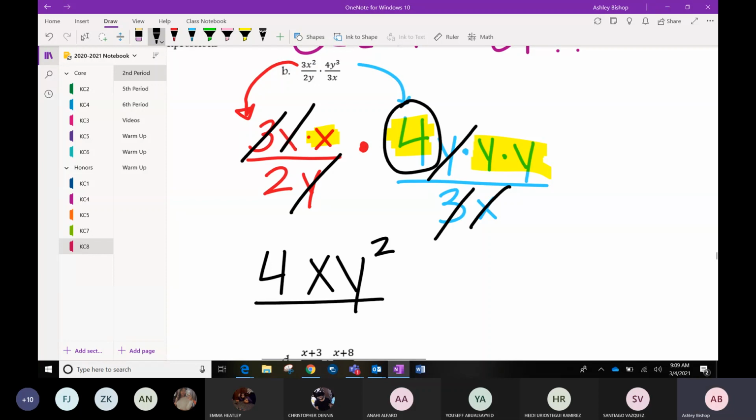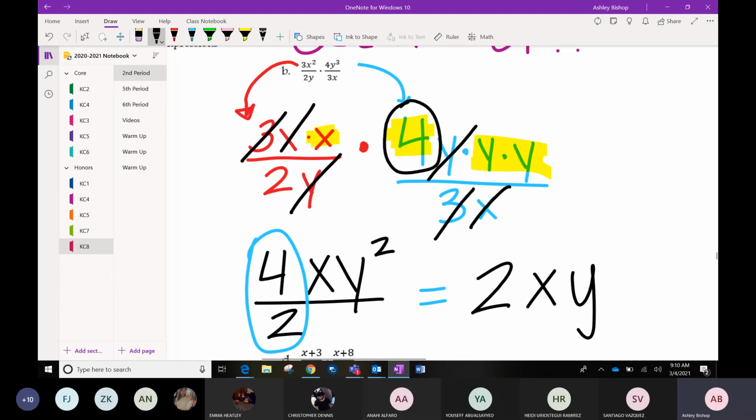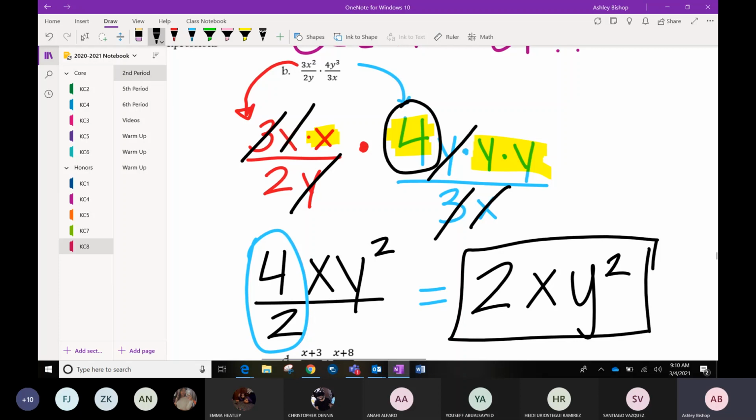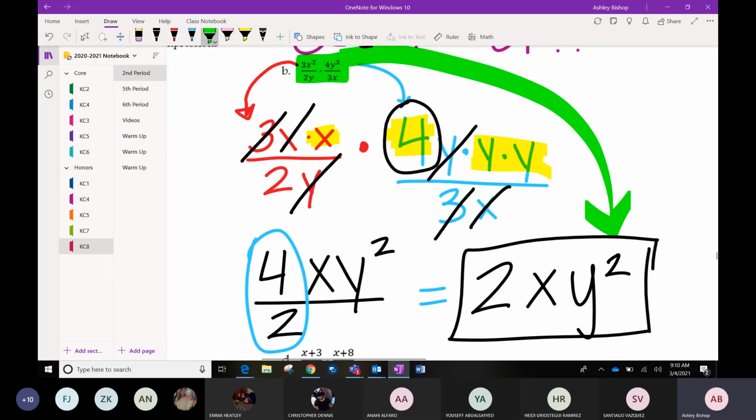And then on bottom, I have a 2. Now you want this to be as simplified as possible. So one last thing that I can do here is simplify 4 over 2. 4 divided by 2 simplifies to just 2. So 4 over 2 is equal to 2, and then I still have my xy squared. So I took this really big equation right here, and my answer was this.